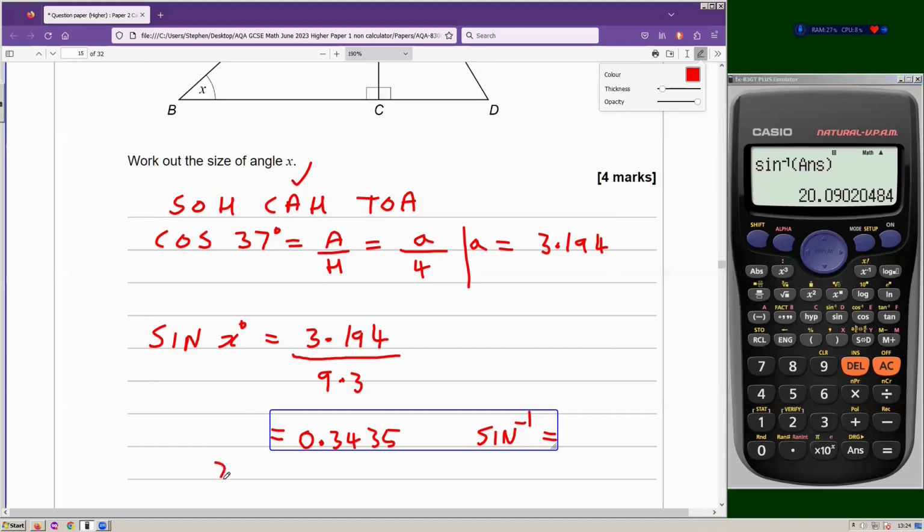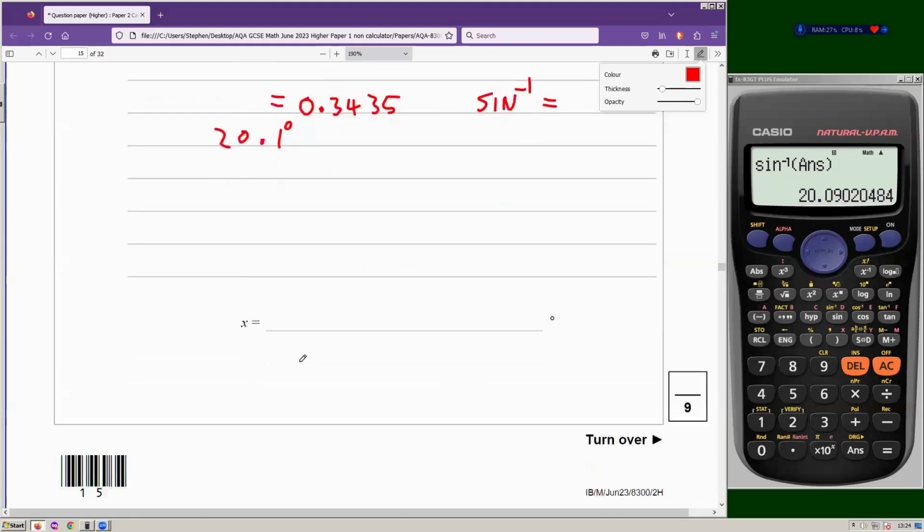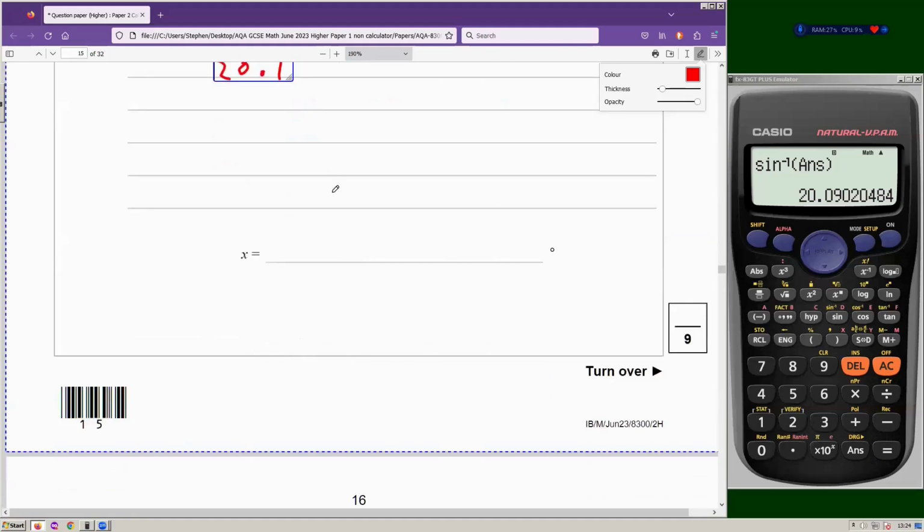I'm going to put 20.1 degrees. Okay, so that's the value for x. Put it in there.